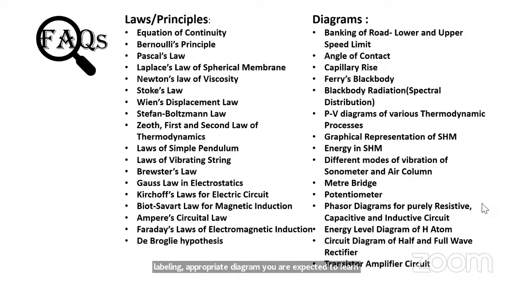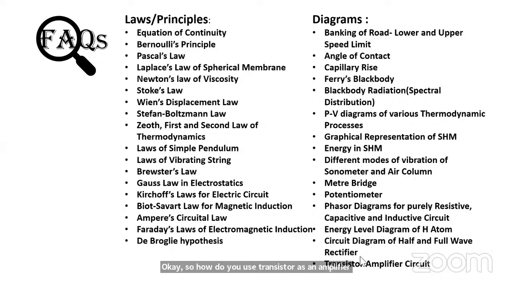Next is circuit diagram for half and full wave rectifier. Diode as a half wave rectifier, diode as a full wave rectifier. You will find in the chapter semiconductors. Then next part is transistor amplifier circuit. So how to use transistor as an amplifier?